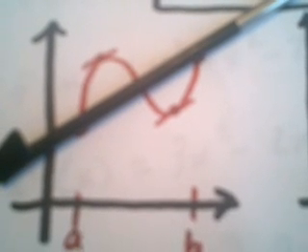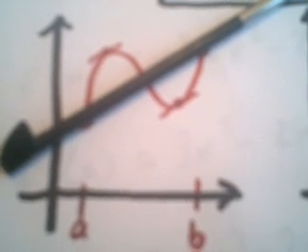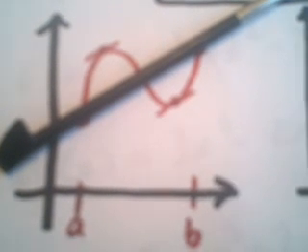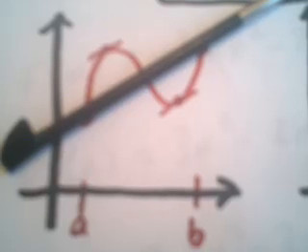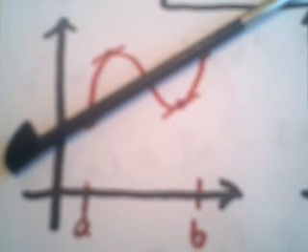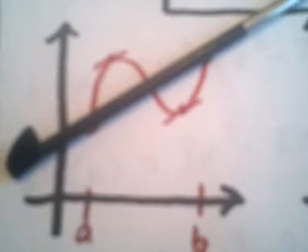So I would then challenge my students, can you draw me a function where this does not happen, where you connect A, f of A with B, f of B, and there is no point where the slope of the secant line equals the slope of the tangent line? One example would be here.